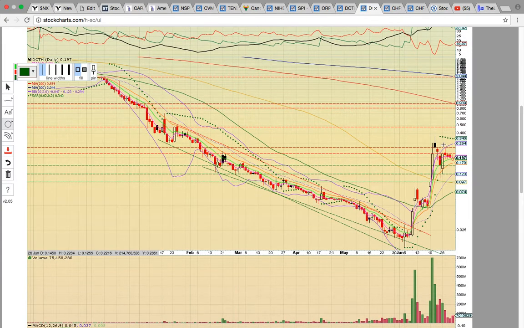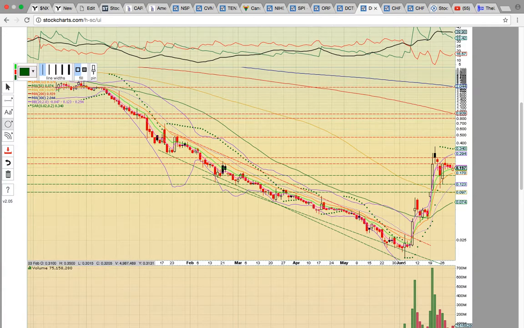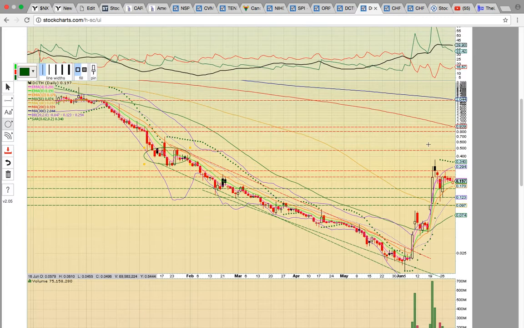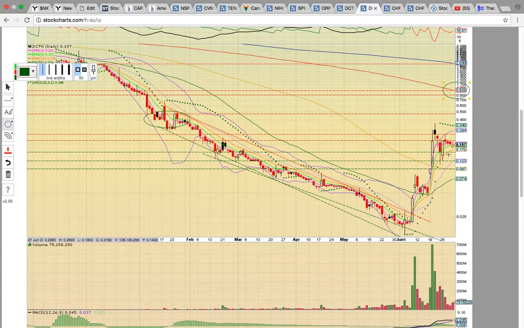You can see if it can get above 30, this is the 29.5 level, then it could really get going. You could see it run up to 50. That was the prior resistance level from back here, and then the 200-day simple moving average is way up here at 93. So this still has upside potential.